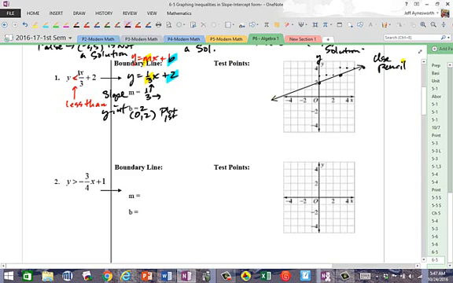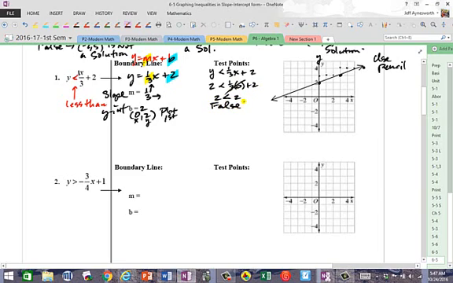So the very first thing we want to do is test the y-intercept. Is this a solution? I'm going to use that as my first test point. So I'm going to rewrite the inequality right here: y is less than 1/3 times x plus 2. I want to test the y-intercept at (0, 2). So is 2 less than 1/3 times 0 plus 2? Anything times 0 is 0, so I get 2 is less than 2, which is false.